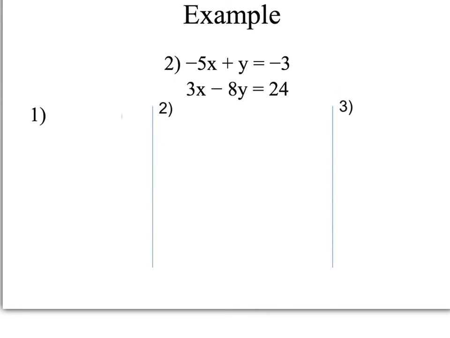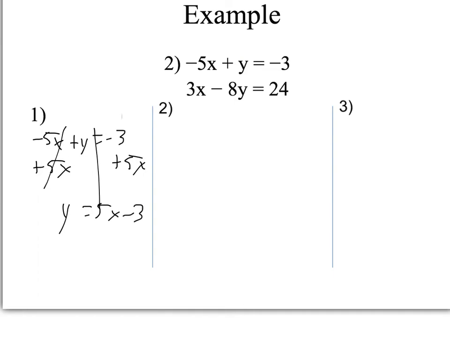For our second example, we have negative 5x plus y equals negative 3, and 3x minus 8y equals 24. So we're looking for our easiest variable. We want the variable that has no number in front of it, which in this case would be this y. So that's the y I want to solve for. So I have negative 5x plus y is equal to negative 3. I want to add 5x to both sides to get rid of it, which would give me y equals 5x minus 3.